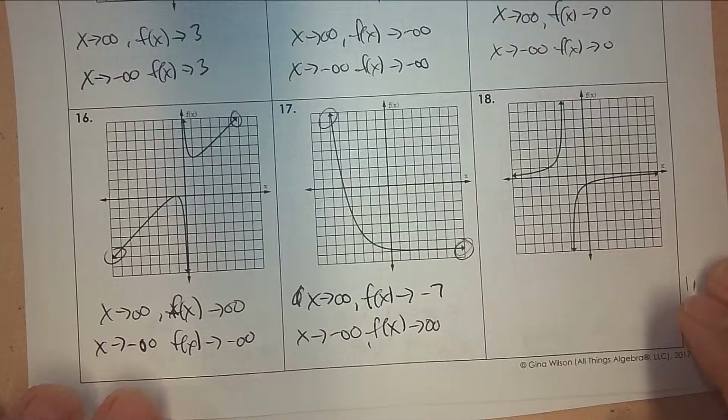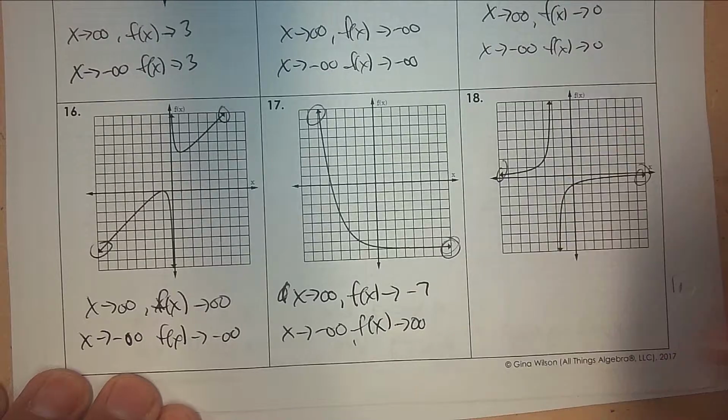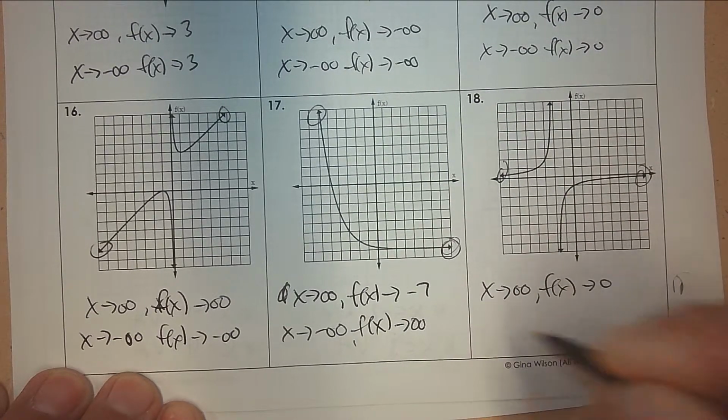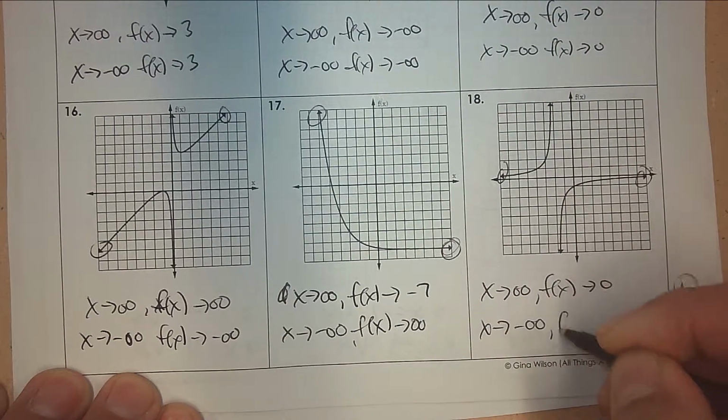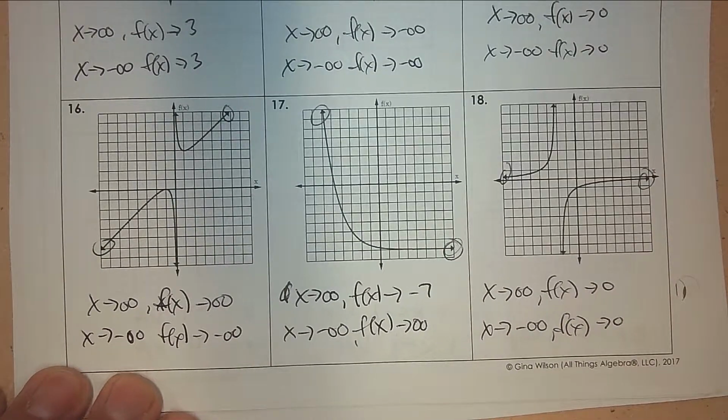One more about end behavior. So the right end and left end, you can see where it's going. So the right end is going to 0, while the left end is also going to 0. So both the right and left end are going to 0. All right, good job on continuity and end behavior.